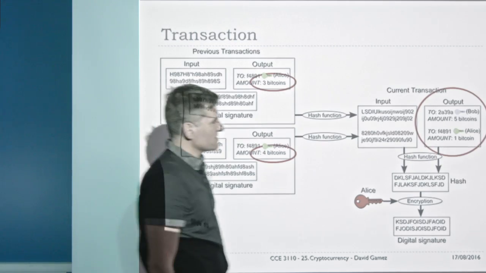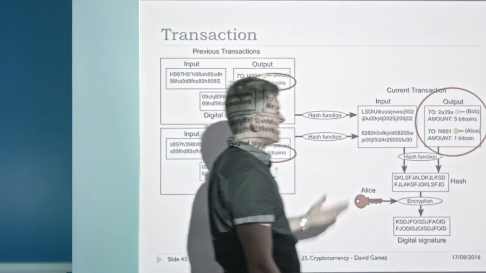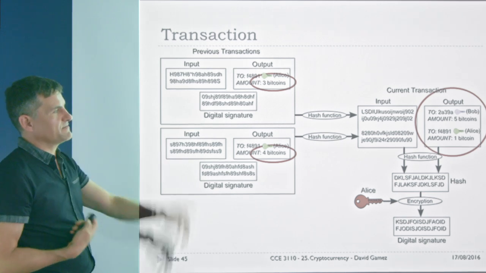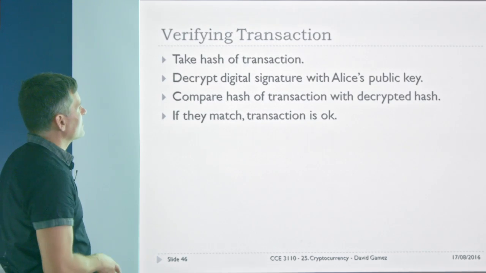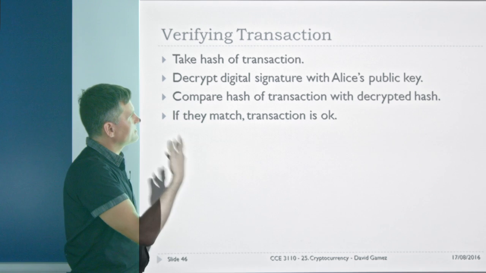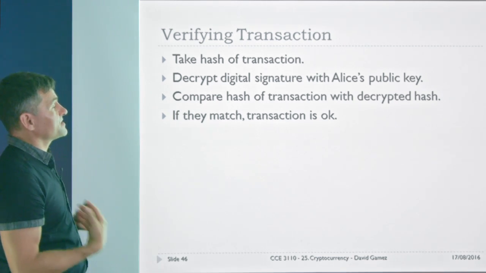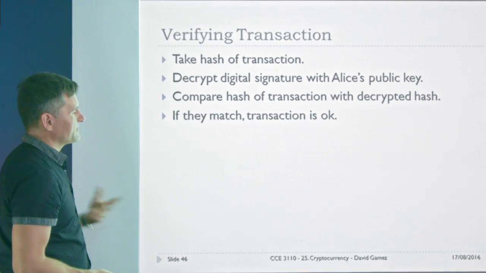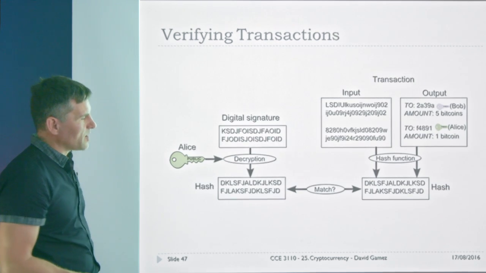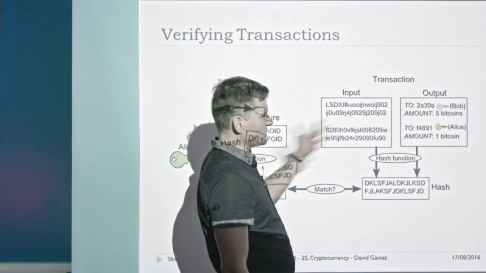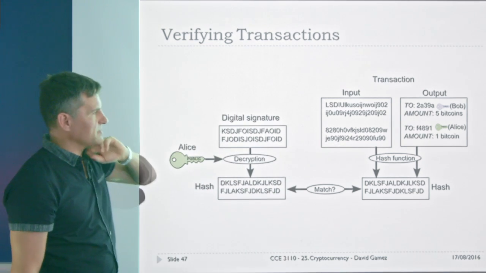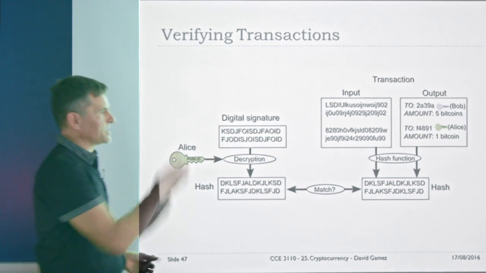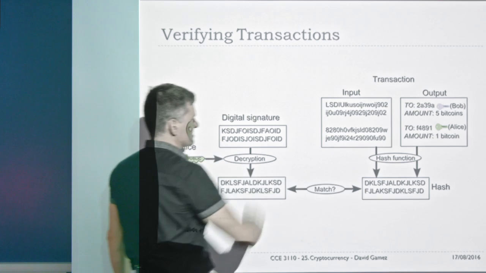Now, Alice has done this transaction that's transferred some money to Bob. So how does Bob check that this is for real? To check the transaction, you take the hash of the transaction, you decrypt the digital signature with Alice's public key, and you compare the hash of the transaction with the decrypted hash. If they match, the transaction's okay. What Bob wants to check is that Alice is the one that generated this transaction, and we'll talk a little later about how he can check that Alice had the money that she spent in that transaction. But this is just checking that Alice actually signed the transaction and said that this transaction is okay.